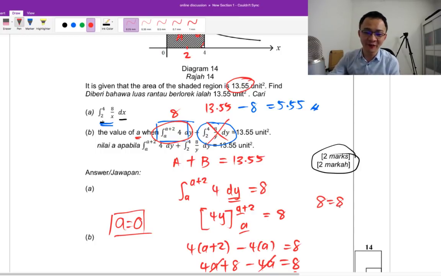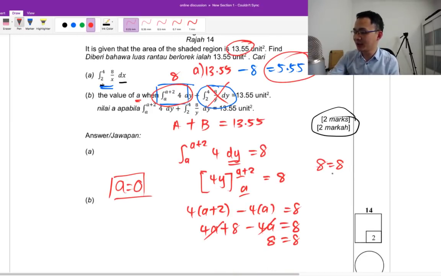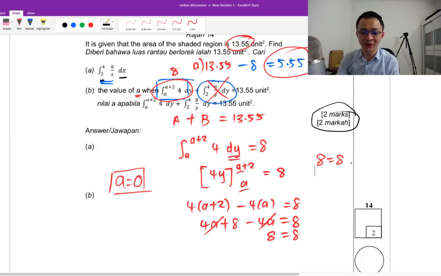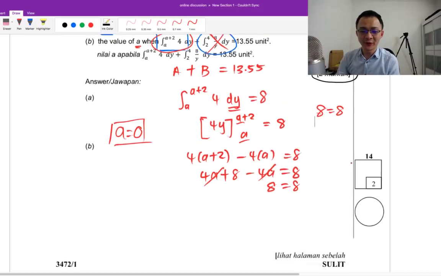5.55 is for part A. You see, for part A you will actually get 5.55. A equals A, you cannot say it equals 1. A equals 8 has no meaning. So B is 0, right? Okay, let me move on to the next one.